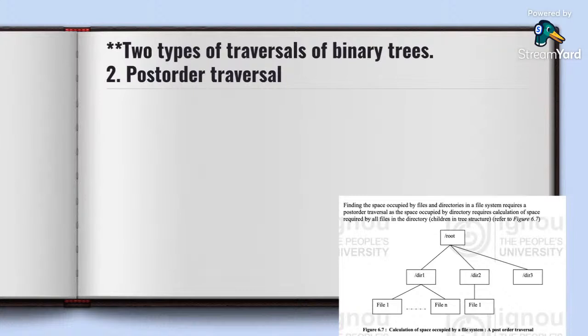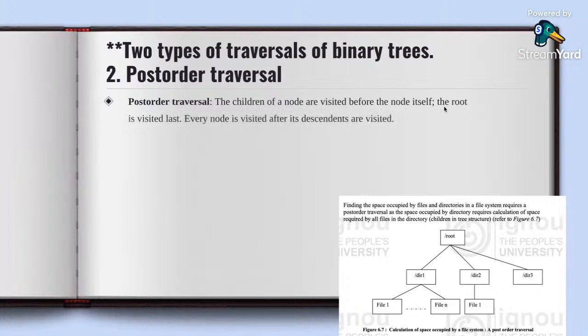Second, post-order traversal. The children of a node are visited before the node itself. So it's going from bottom to top. The root is visited last. Yes, bottom to top. Every node is visited after its descendants. You already know what descendants and ancestors mean, right? We don't have to worry about that.